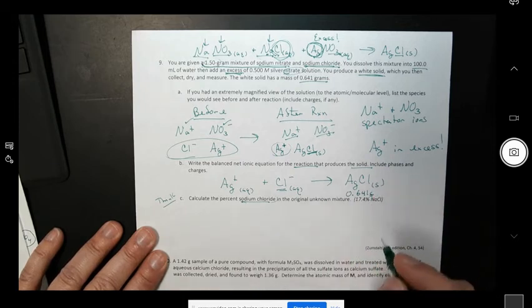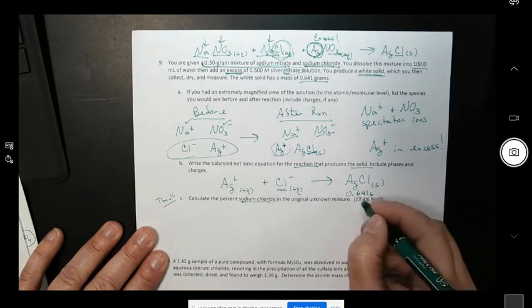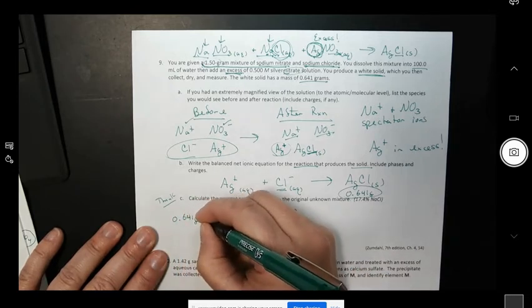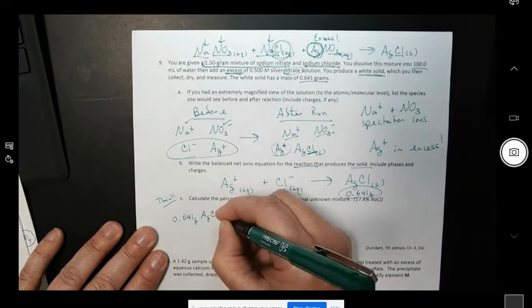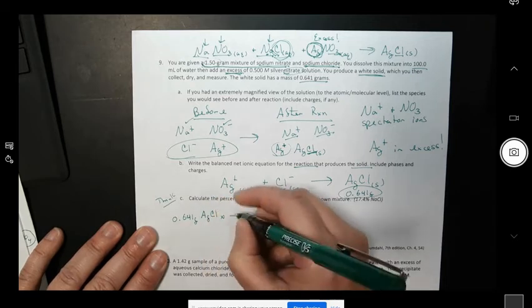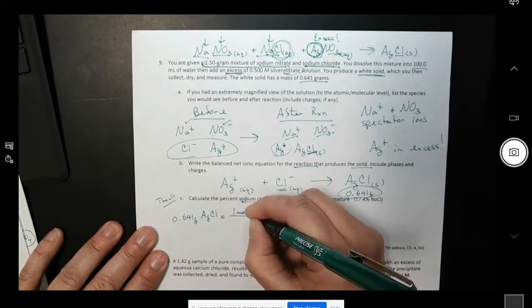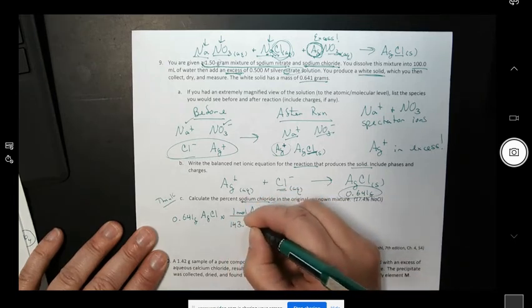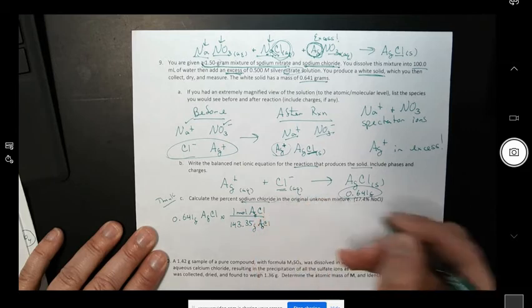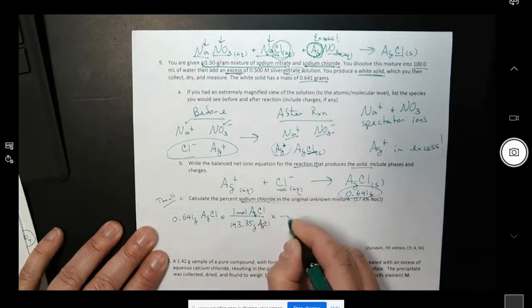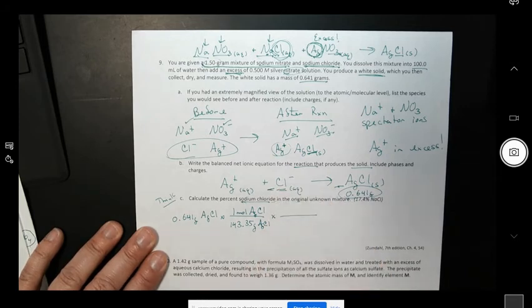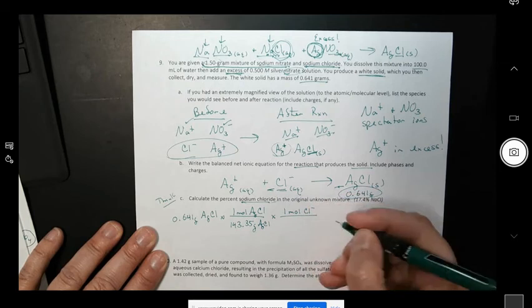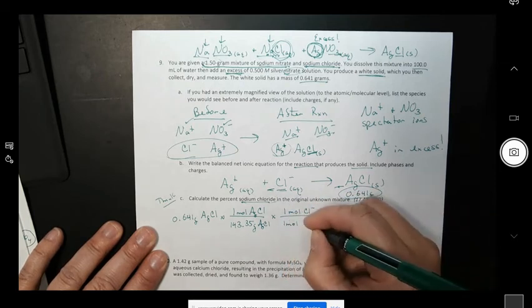There's a couple different ways to do this. I'm going to go ahead and start with my 0.641 grams of AgCl. And remember, the first thing we do is convert it to moles. We know that 1 mole of AgCl is equal to 143.35 grams of AgCl. Now, I'm going to go ahead and use my net ionic equation here. I know that I get 1 mole of Cl minus ion for every 1 mole of AgCl.